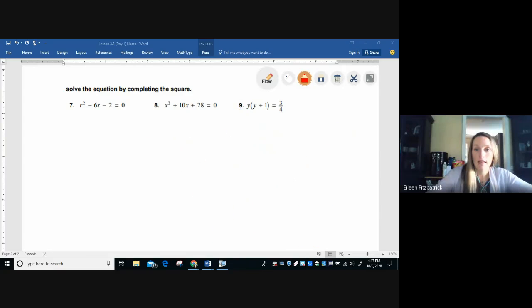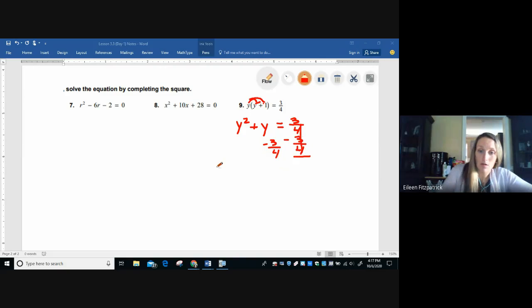Okay, and the last problem. Now this one looks much different than the others. You probably want to clean it up first by distributing that y in so it matches the other equations and has a y squared term. So I'm going to distribute the y into the parentheses and I have y squared plus y equals 3 over 4. Now, if it bothers you that it wasn't set equal to 0 like the last two problems, you could subtract the 3 over 4 from both sides.